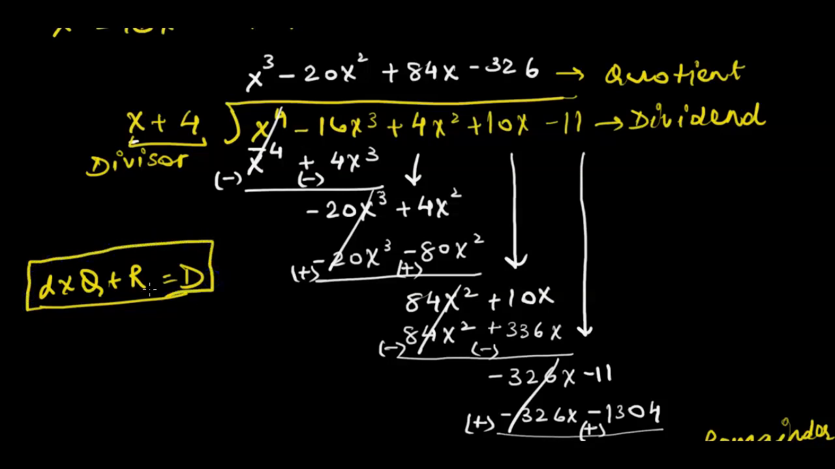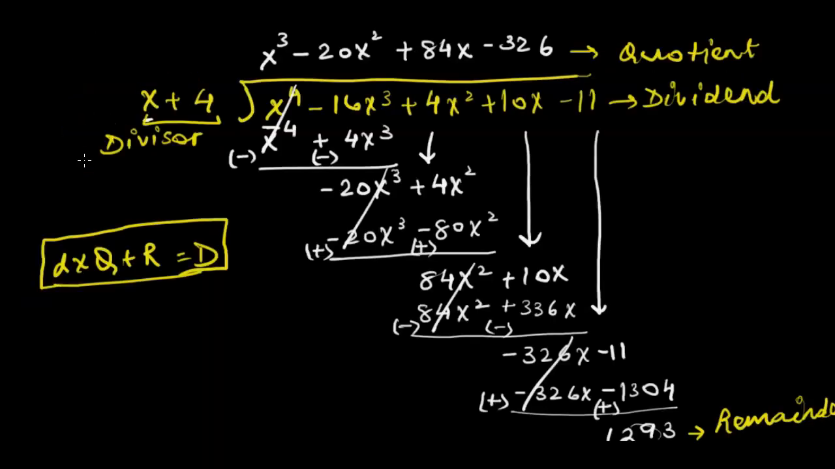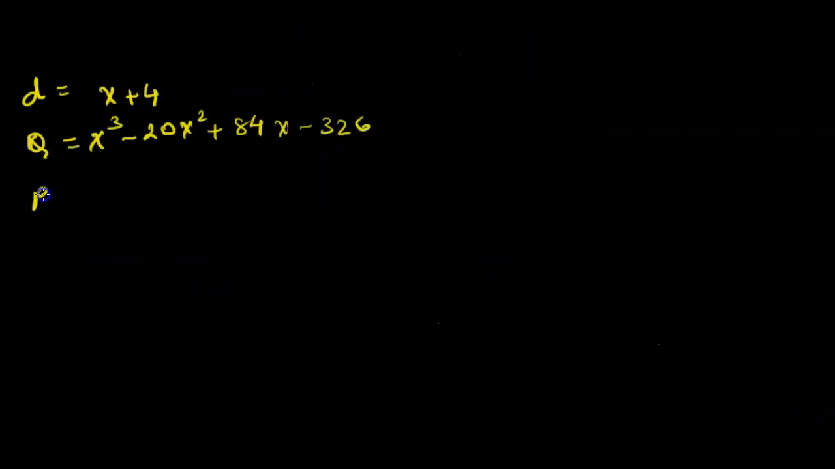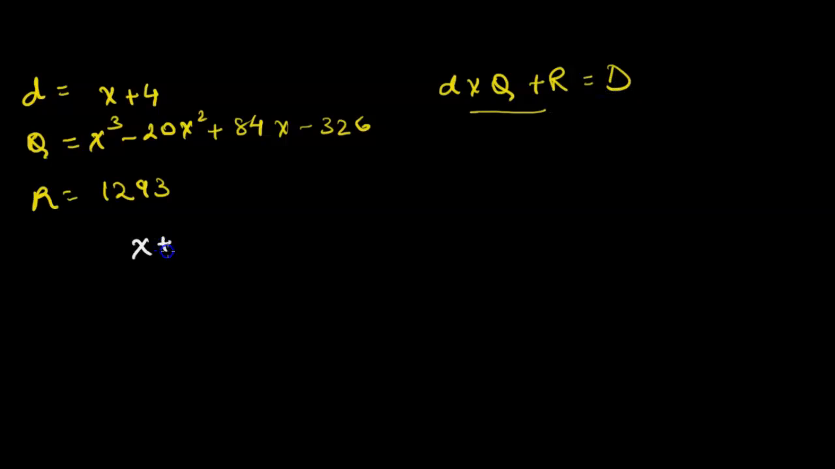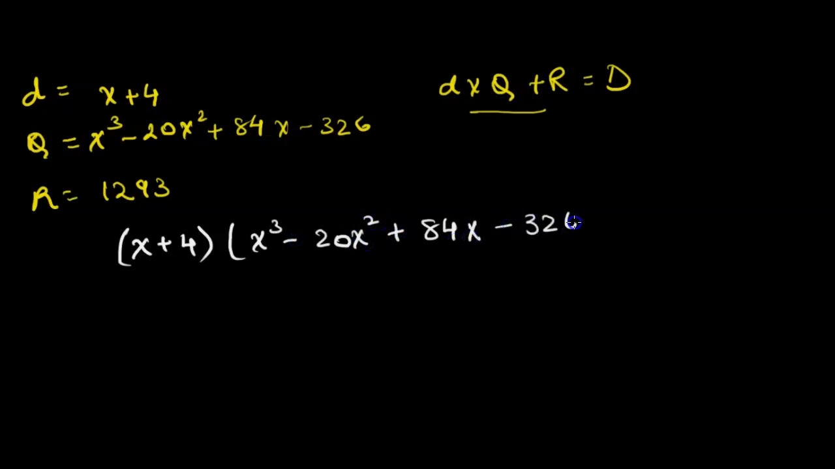Let's check this one just for the sake of example. The divisor that we have is x plus 4. The quotient that we got is x cubed minus 20x squared plus 84x minus 326. The remainder that we have is 1293. Now we apply the relationship d multiplied by q plus r to see if this gives us the dividend. D is x plus 4 multiplied by x cubed minus 20x squared plus 84x minus 326, plus 1293.